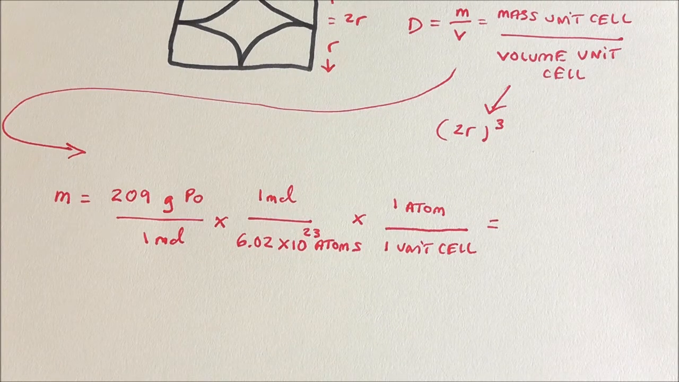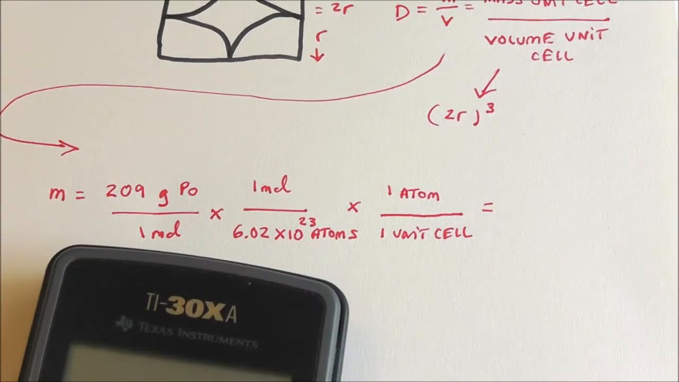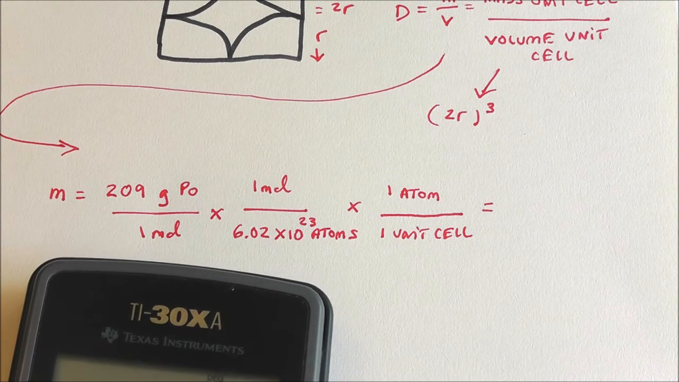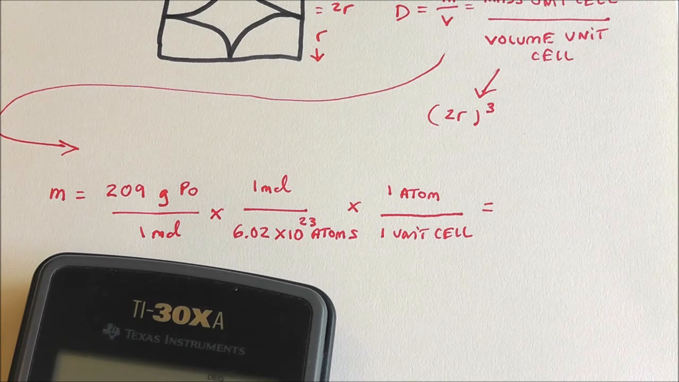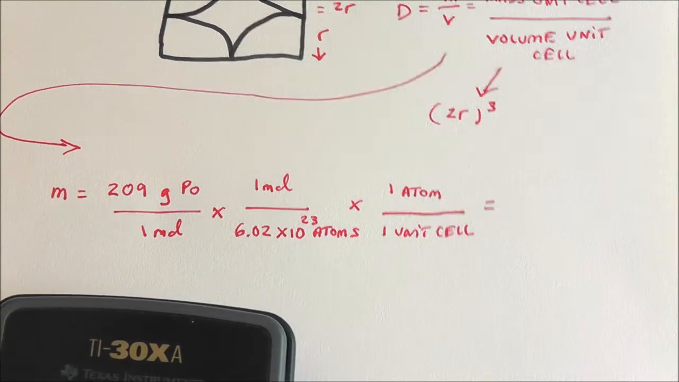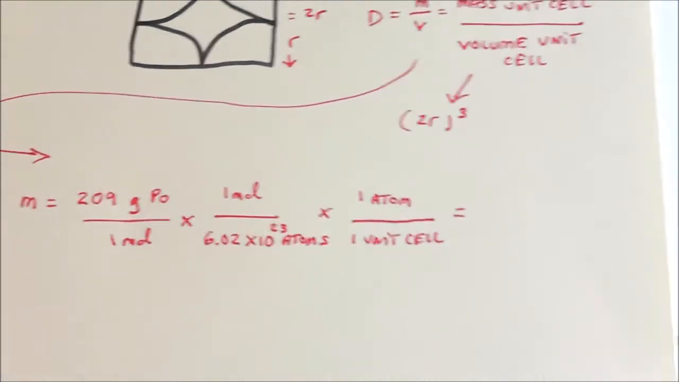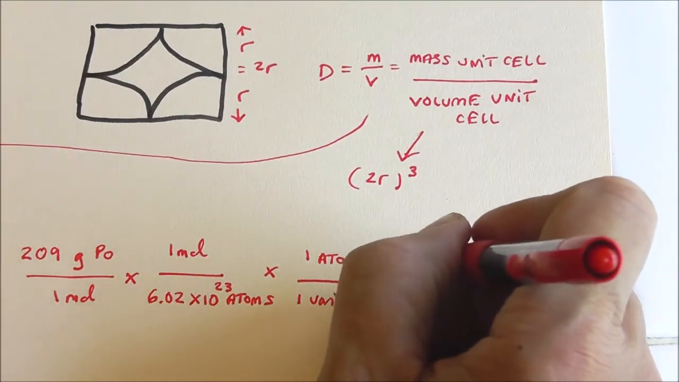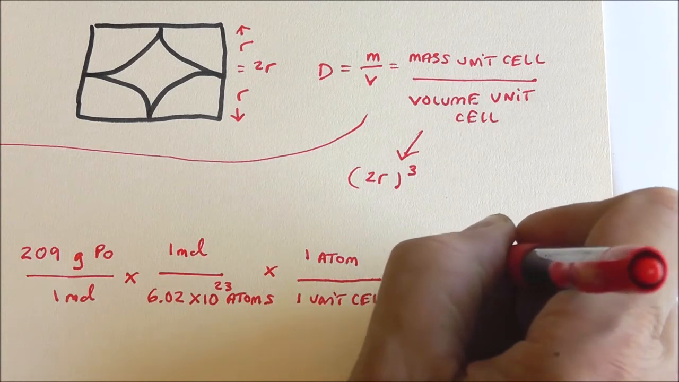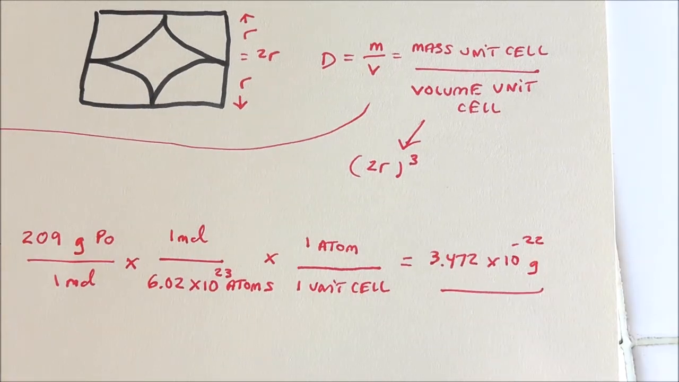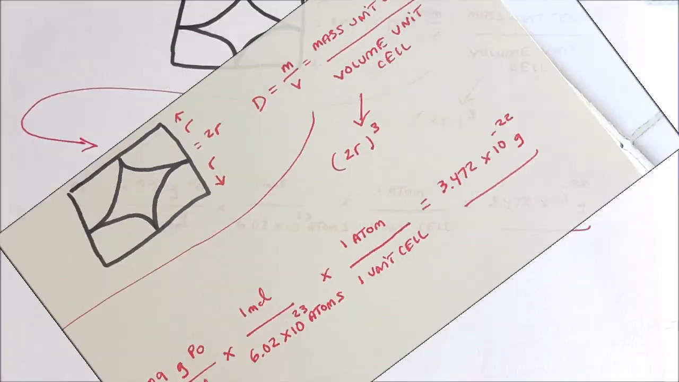All right. Why don't we get a number for that? Let's do that just to make sure that your scientific notation skills are still polished. 209 times 1 times 1 divided by 6.02 times 10 to the 23. That's 3.472 times 10 to the minus 22 grams. Let's work on the volume next.